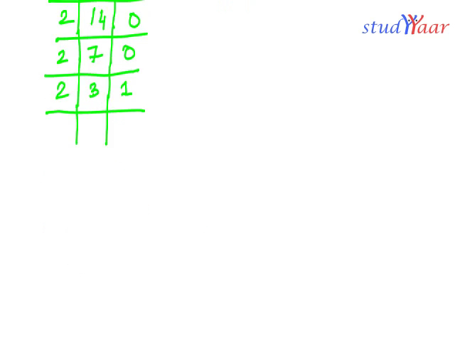Let's proceed further. Divide it again by 2. My quotient is 1. My remainder is also 1. 2 into 1 is 2 and it leaves me a remainder of 1. Again I am going to divide it by 2. I see that my quotient is 0. 2 into 0 is 0 and I am left with 1, which is my last remainder.